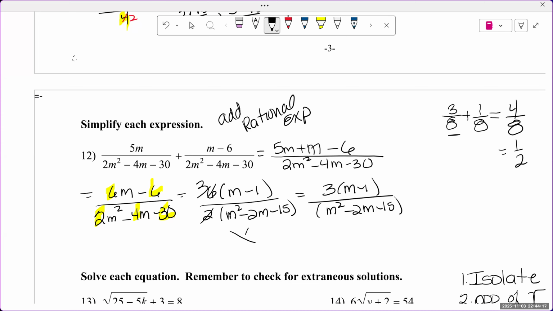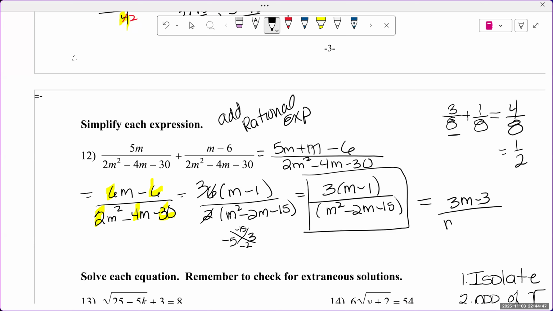Now, it looks like we can factor this expression on the bottom. But two numbers that multiply to get negative 15 and add to get negative 2, that's negative 5 and 3. So if I factored that, I would not be able to cancel anything. So I am going to leave it like this. Or you could also leave it 3m minus 3 over m squared minus 2m minus 15. Either one is correct.